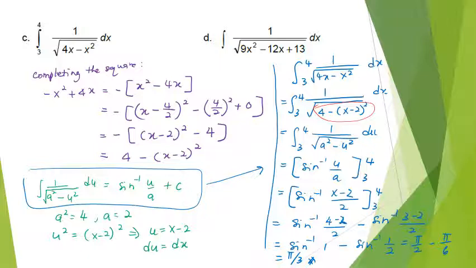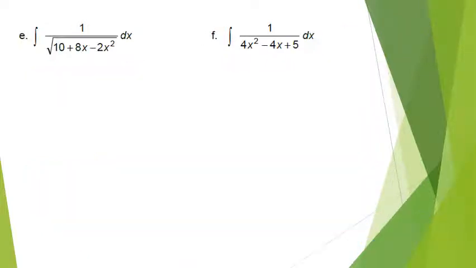So the answer for D is, okay, you can do it yourself, but I'm giving you the answer. So the answer is 1 over 9 sine hyperbolic inverse, okay, 3x minus 2 over 3 plus c. Okay, so you can do it yourself. Okay, next. Lagi tak? Okay, ada E dengan F. So saya buat satu je lah. Okay, saya buat E.